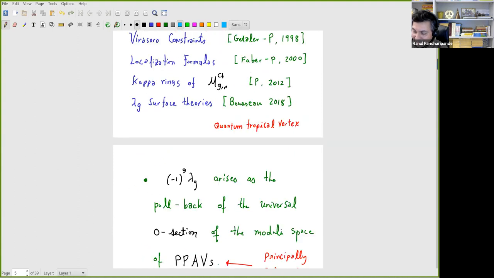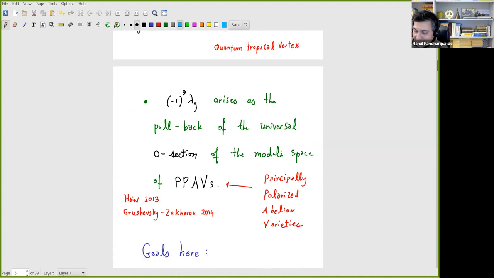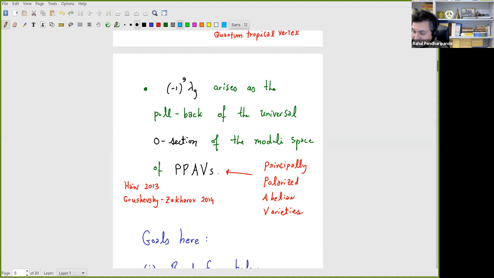The third way that lambda G arises, in some sense basic geometry, is by the pullback of the universal zero section from the moduli space. If you map the moduli space of curves to the moduli space of principally polarized abelian varieties and use the zero section, then you'll get this lambda g. I will say a little bit more about this, but it's kind of a third way it's coming. So there's three different geometries there.